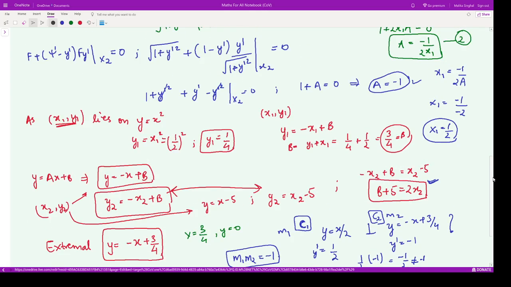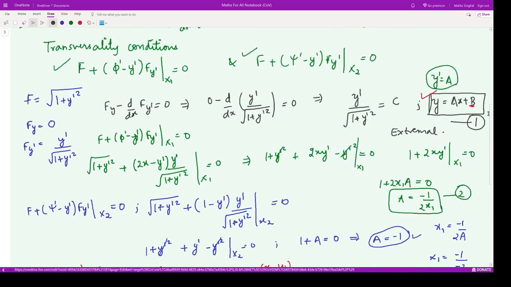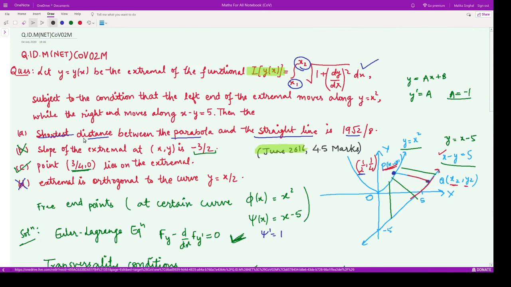Let us see our options. So I think option A is also correct. Yes, the shortest distance is 19 square root 2 by 8. So this is the correct option. So our correct options are A and C.